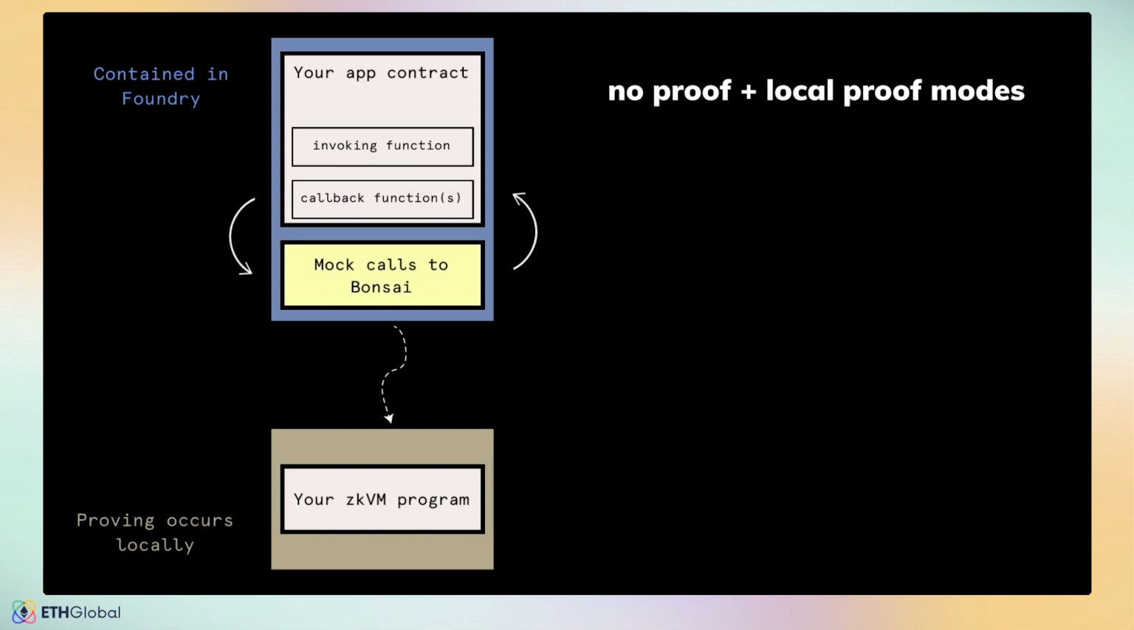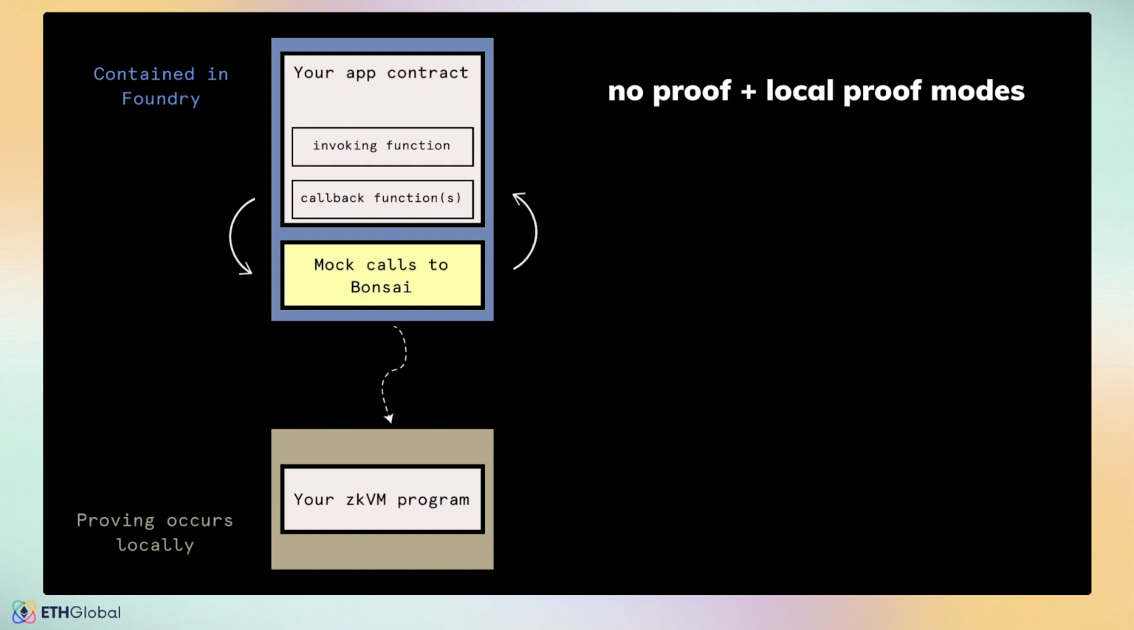Because what's really happening is from the command line, we are running the zkVM program, we're generating the proof, and we're getting the results back to the callback function. So everything here is happening locally, both the app contract side and the proving side.